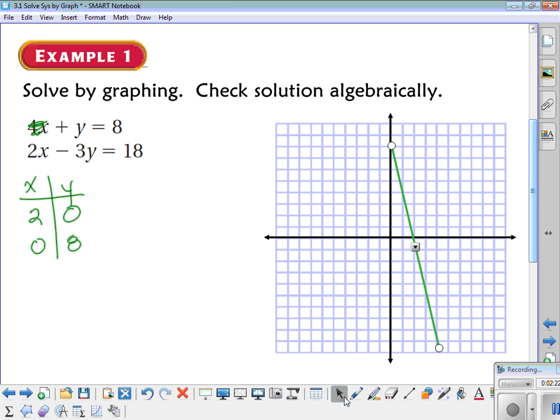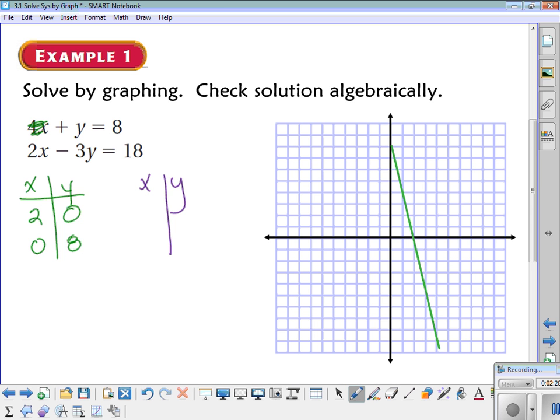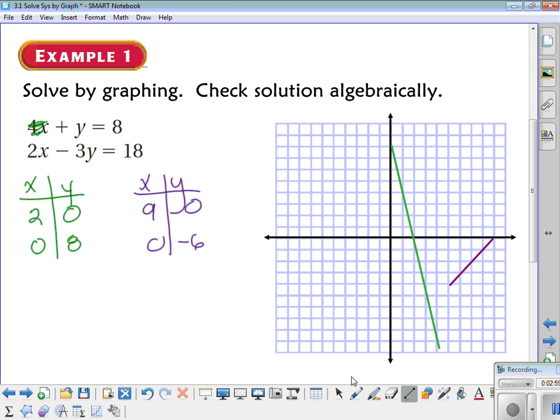Alright, and then I'll do the other one. So if y is 0, what's x going to be? 2x equals 18, right? So what's x? 9. And then if I do the opposite, okay, so that line, I'm going to go from 9 on the x-axis down to -6.